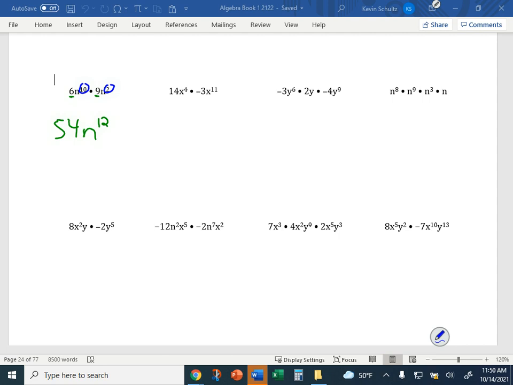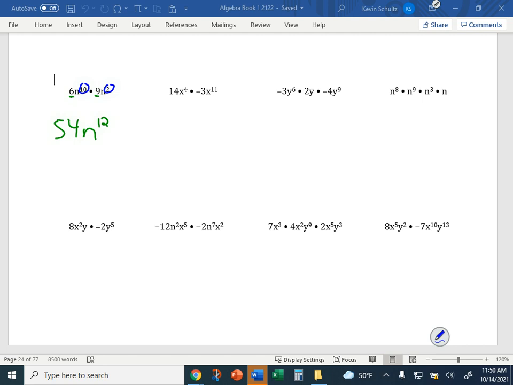Like I said, as long as you can see what my coefficient is and what my powers are, and if you know the rule, the math part isn't the difficult part. 6 times 9, 10 plus 2, the math part isn't the hard part here. It's knowing what to do and when. Others you want to talk about?